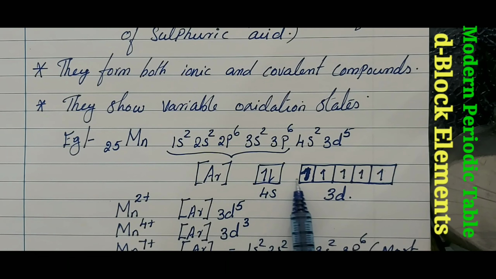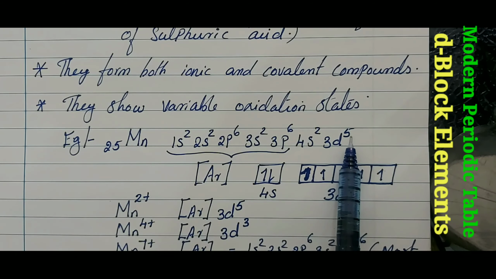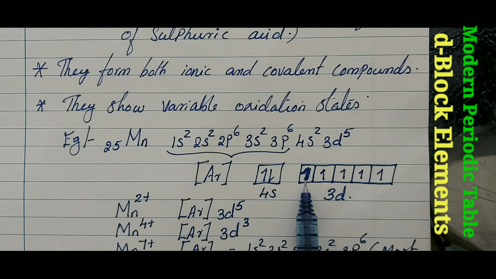Now I have drawn here a box diagram. Up to 3p6, if you count, it will be 18 electrons, so I have taken it as argon. Now for 4s, there are 2 electrons, with anti-parallel spin. One is plus half, the other will be minus half. You know the spin quantum number. Then 5 electrons are there in the d orbitals. They are equally distributed in the five d orbitals. This is as per Hund's rule. We studied that in the second chapter.